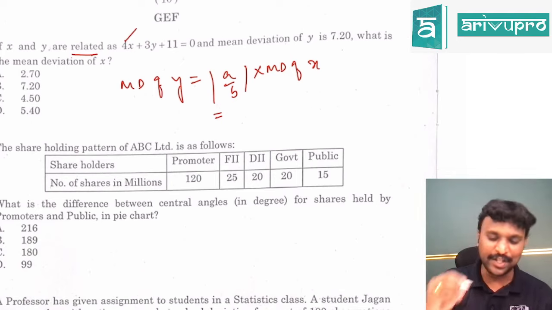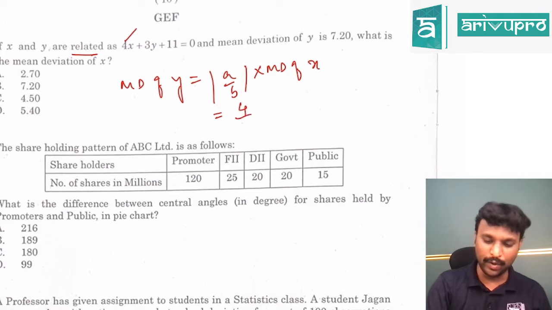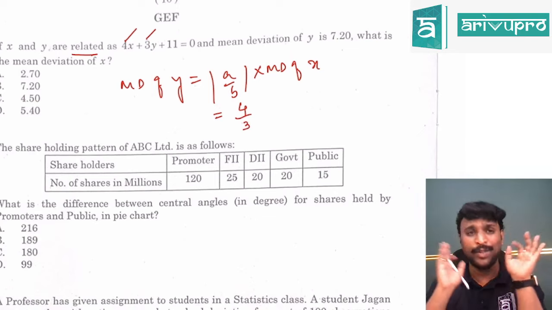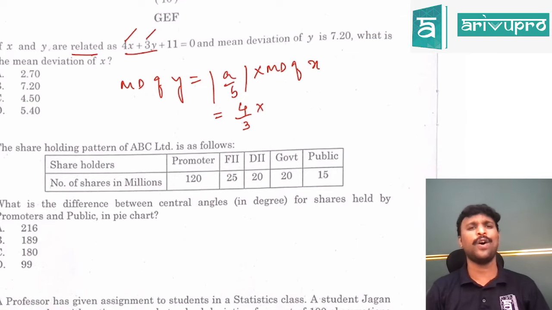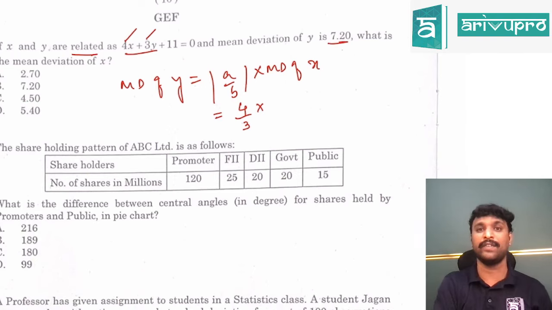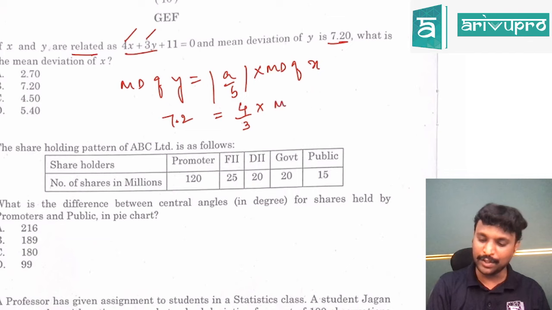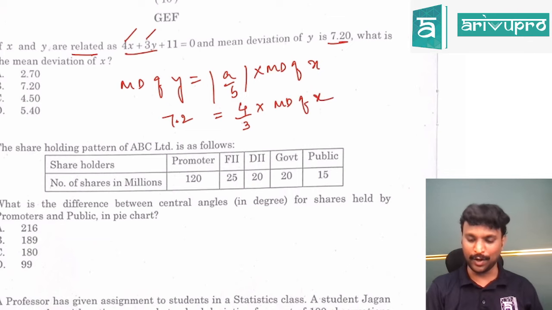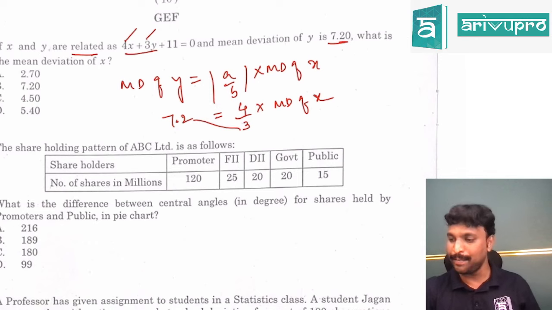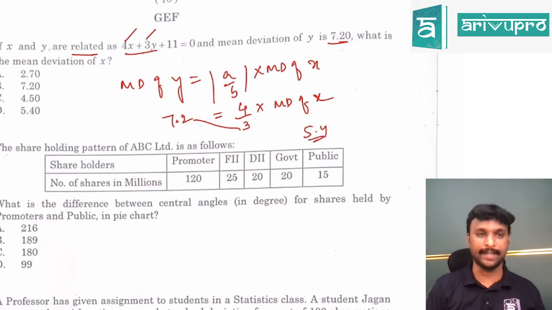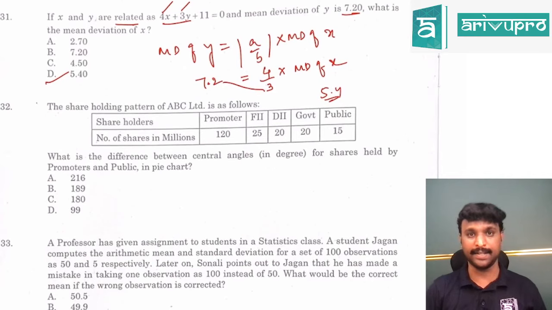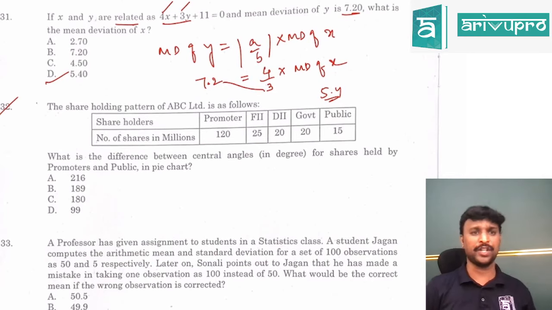Guys, what is a? Coefficient of x is a, which is 4. What is b? Coefficient of y is b. So this, guys, you are not supposed to consider the signs because it is under the modulus. Guys, what do we know out of MD of y and MD of x? MD of y is given, which is 7.2. What are we asked to find? MD of x. Guys, what you do? Cross multiply 3 and divide by 4. So 7.2 into 3 divided by 4, the answer is 5.4. So therefore, MD of x is 5.4. Option D is the right answer. Is it clear? Now let's move on to question number 32.